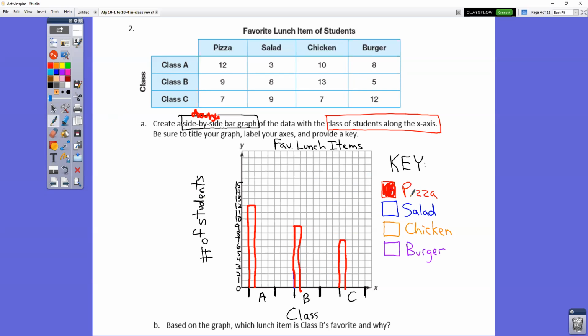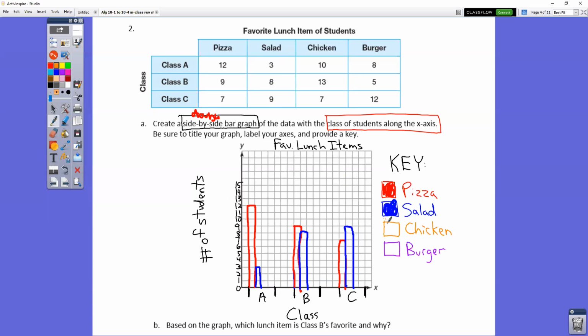Now moving on to salad. For salad, I'm going to use blue. So for salad, I have A salad is 3. B salad is 8. C salad is 9. Just make sure that you go up to the right numbers, please.